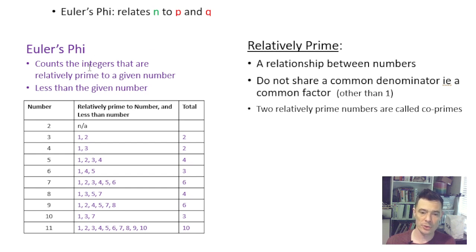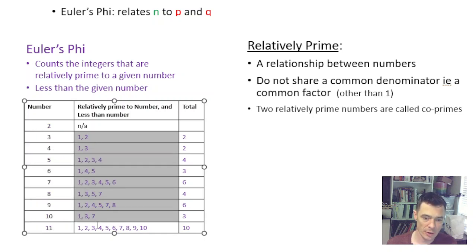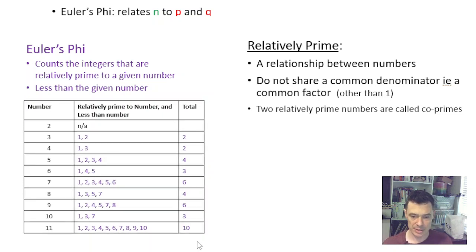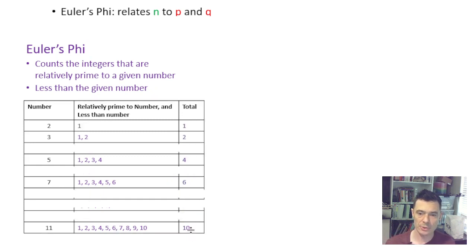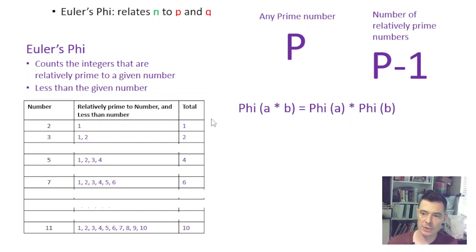Okay, so Euler's phi is going to count the number of relatively prime numbers. So here's your number in this column. These are the numbers that are all relatively prime to the number in this column. And this column here is just the count of these numbers. And this is Euler's phi. That's what this is. And Euler found this relationship.